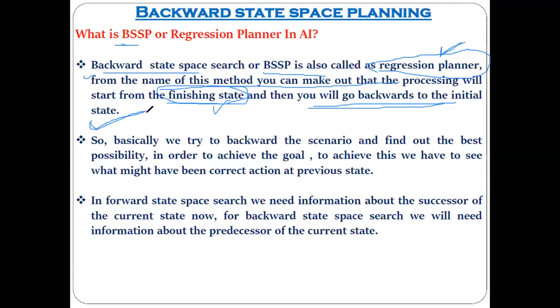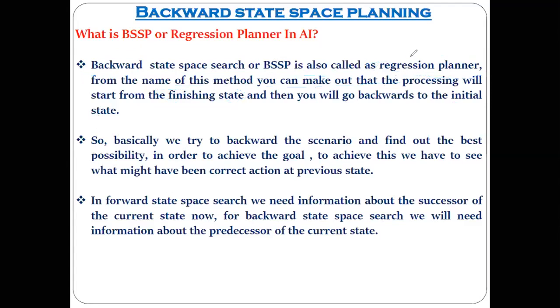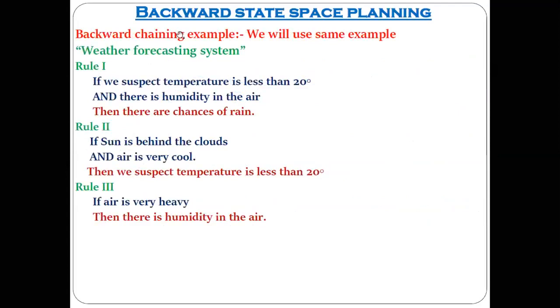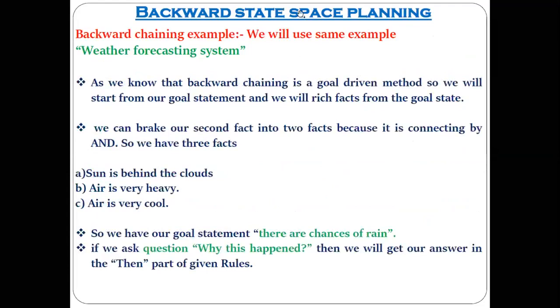Understood? Now we'll try to see the same example here, for the weather forecasting system. This is the knowledge base given. Same knowledge base we are going to utilize to implement the example of backward chaining, or backward state planning.